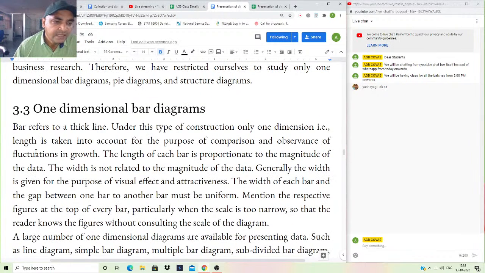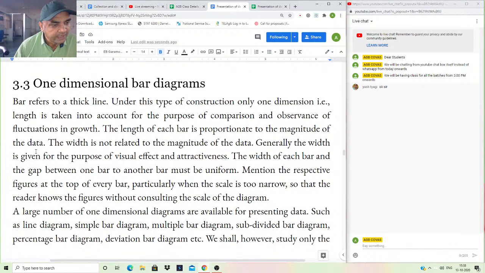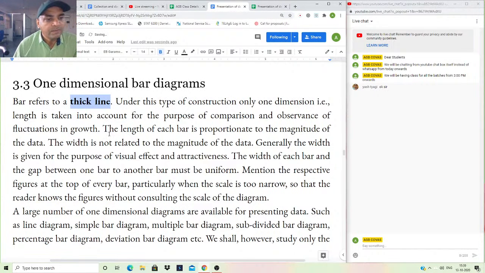So what is a one-dimensional bar diagram? So bar refers to a thick line. What is a bar? Bar is a thick line. Okay, I'm just highlighting this. So the keyword of a bar is a thick line. Under this type of construction, only one dimension, that is the length, is taken. Okay, we are worried about the length only. Okay, and is taken into account for the purpose of comparison and observation of the fluctuations.